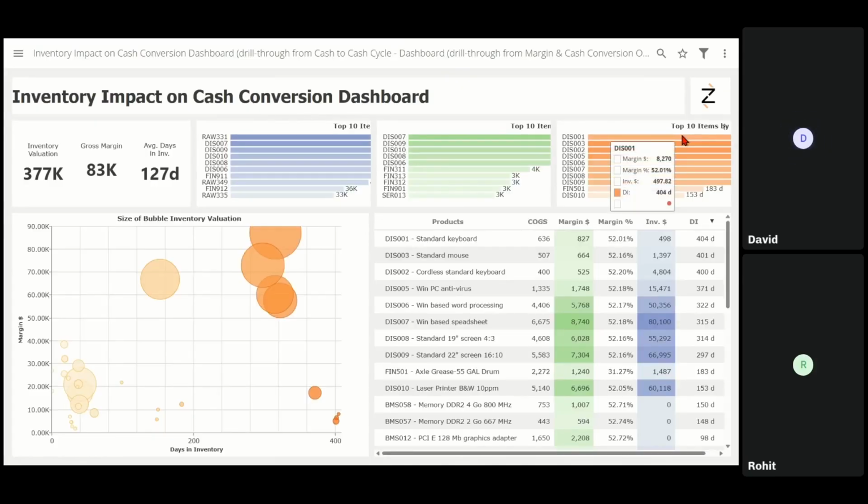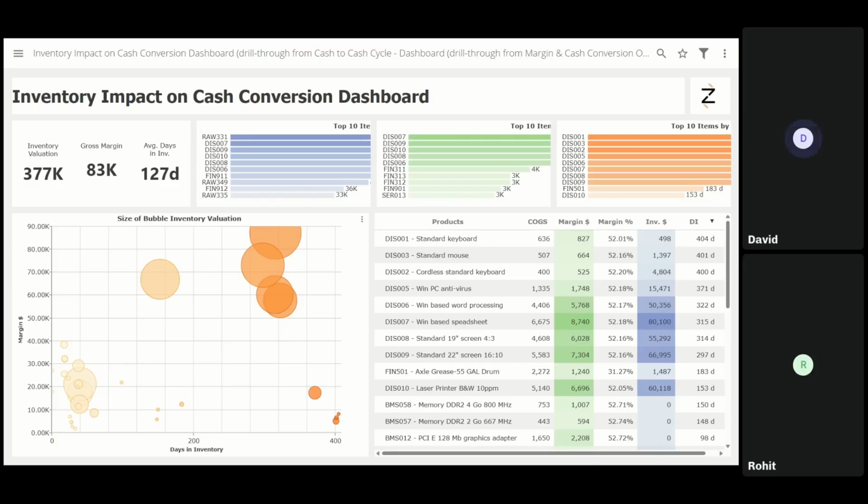Now, where I want us to concentrate more of our attention is in this bubble chart that I have on the left-hand side of the screen, where the x-axis is telling us what are the days in inventory, right? So these are the number of days that I have in inventory. Here I think I should have added more metrics so we could see more clearly. And then on the y-axis, we have the margin percentage, where the size of the bubble represents the inventory valuation.